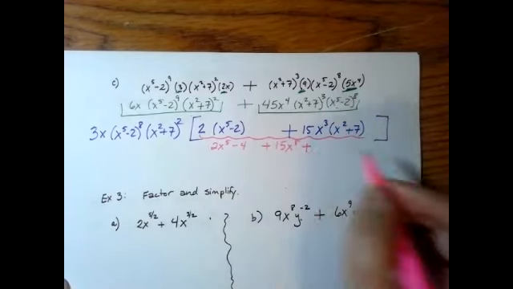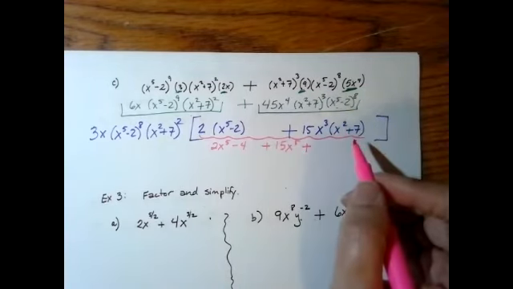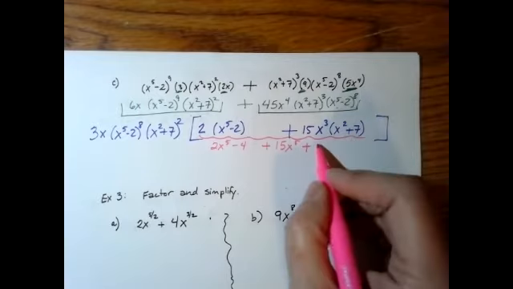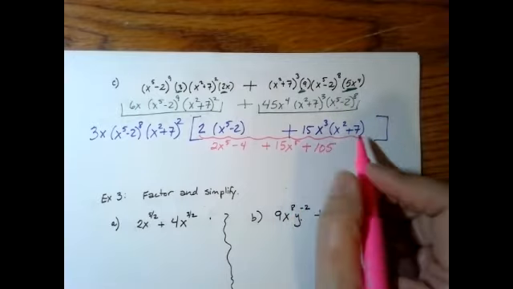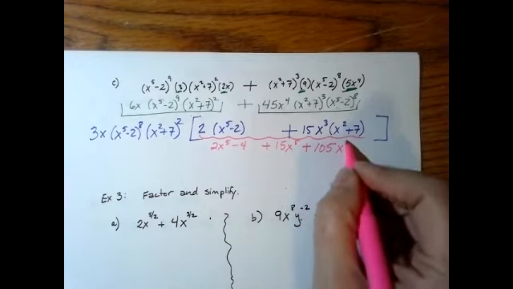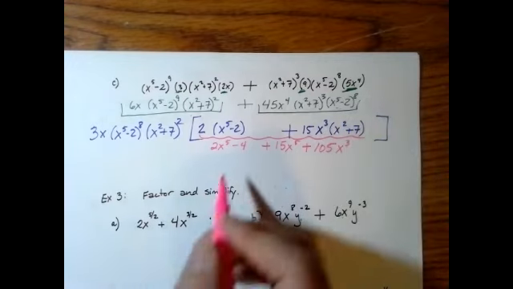I'm going to give it my best guess. Well, let me think about this. 70, 30, 35. It might be 105. You better check me. But that would be 105x cubed if that's right. You guys can let me know in class if I got that wrong.